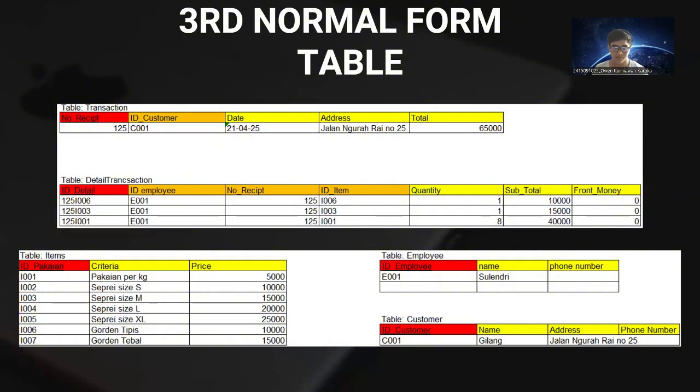Here the total will be accumulated from the subtotals, but there's also a condition where the customer has already paid a sum of money, or down payment. If the customer has already paid, it will be subtracted. So the total will be the combined subtotal minus the down payment if the customer already paid. And that is the third normal form of this table from the note.